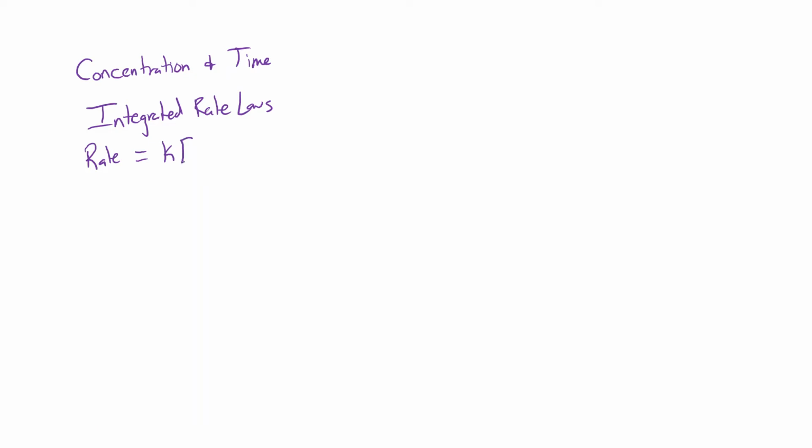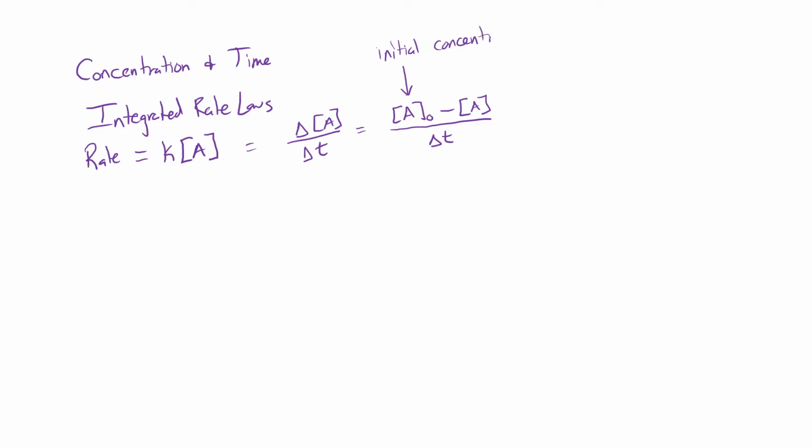So if we have a rate law that says the rate equals our rate constant times the concentration of A, right? This is the first order rate law. We can also say that this is the change in the concentration of A over the change in time, right? And that's just restating what we stated in the previous videos. So I'm going to go one step further and say that this is our initial concentration minus whatever the current concentration is, all over the change in time. So I'm just expanding delta A, the change in the concentration of A, to be the initial concentration. That's this value here. So that's how much of A we started with.